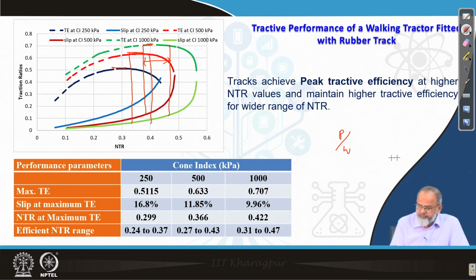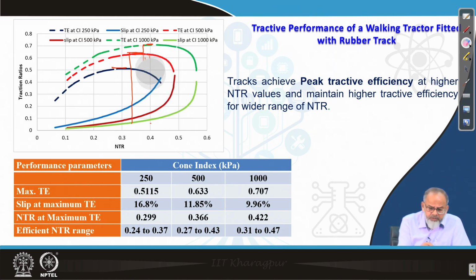So, the three parameters are the coefficient of traction, then tractive efficiency, and the other parameter is slip. Let me discuss a little bit about slip. If you look at the nature of the slip curve, you can see the traction ratio is varying with slip. It reaches a peak, then it goes down.